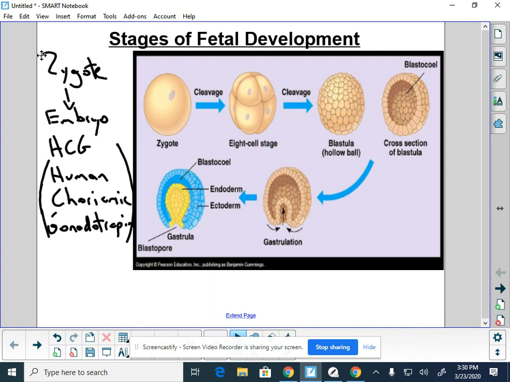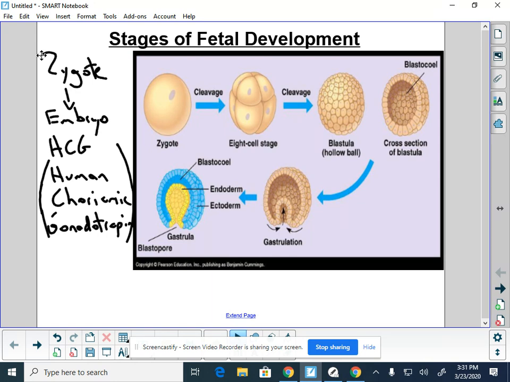So that zygote becomes an embryo. That embryo produces HCG. HCG is a hormone produced by the embryo that has a feedback loop towards the corpus luteum and makes the corpus luteum stay active. It does not degenerate. Therefore, it continues to make progesterone and estrogen, which continues to suppress FSH and LH, and continues to allow the endometrium lining of the uterus to thicken so that this zygote or embryo can eventually implant.